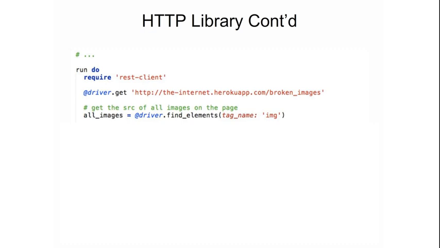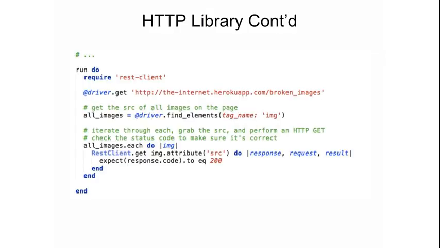What we can do is, just like before, go to the page with Selenium, and then grab all the images. Then we can use REST client to get the URL for each image, and then check the status code, because an HTTP library gives us access to status code out of the box. And this is much faster.